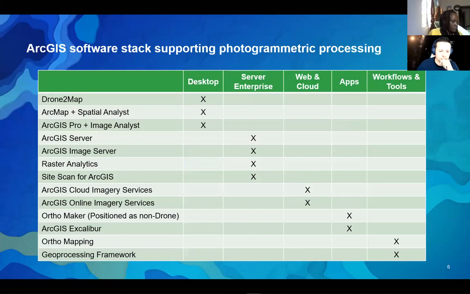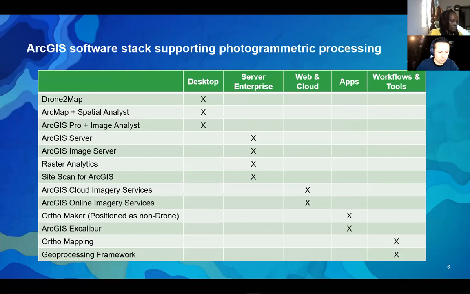Oh, okay. So if we look at the ArcGIS software stack, for which there are components related to photogrammetry, we can break them up in groups by desktop, by server, by web or cloud applications or web or cloud capabilities, simple apps, and also workflows and tools. So across the top, you have those 5 different categories. And on the left, you have a list of ArcGIS products and capabilities.